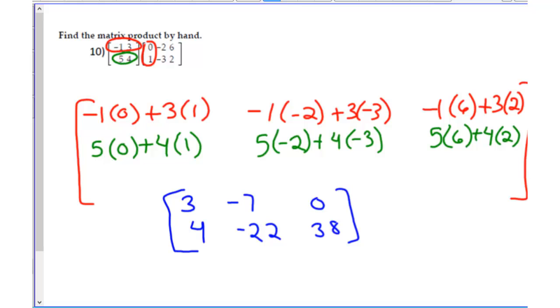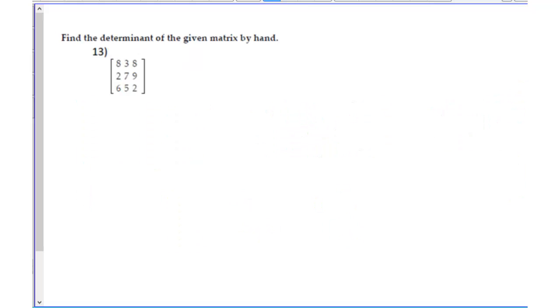Any questions on this one? It's going to be very similar to this. You just have to remember the steps. Hint, wink, wink, nudge, nudge.